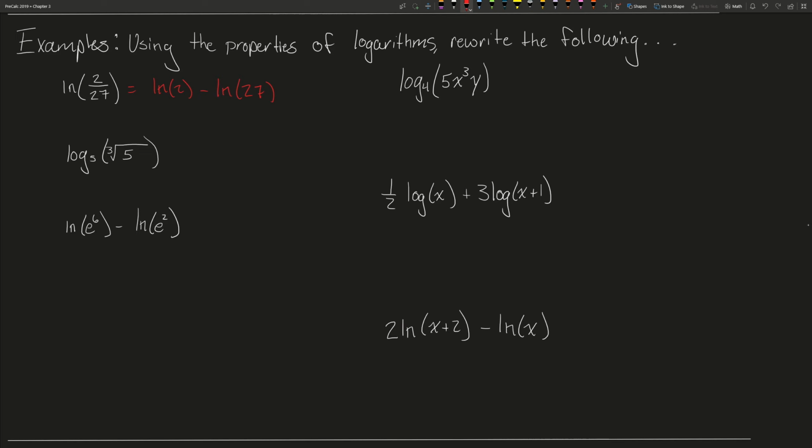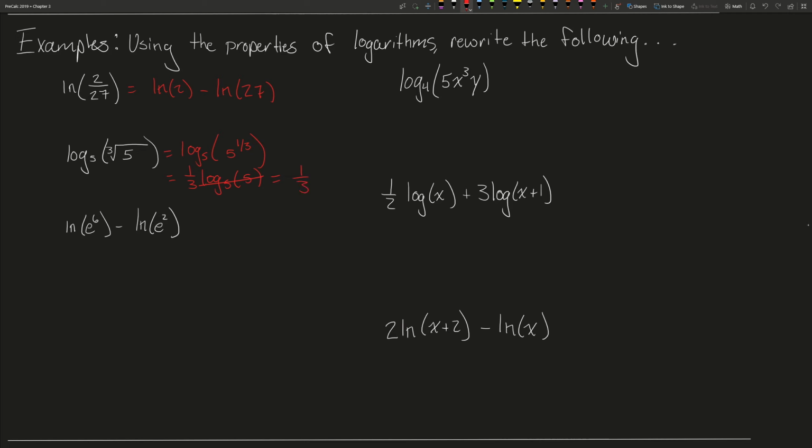The next one, log base 5 of the cube root of 5. First, I'm going to rewrite the inside. We can rewrite that as 5 to the 1/3 power. And then use the power property. So this is equal to 1/3 times the log base 5 of 5, which, this log base 5 of 5, that's just equal to 1, so those cancel, and this is equal to 1/3.